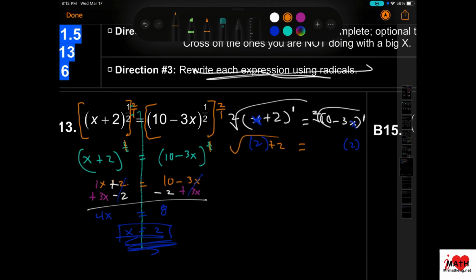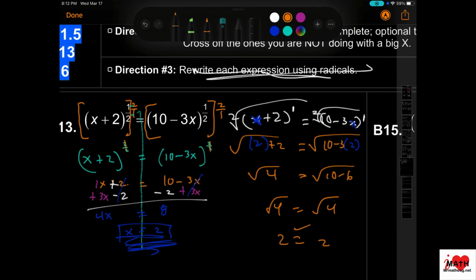And that would just be 4. And over here you have 10 minus 3 times 2, so that would be 10 minus 6, which would be square root of 4. Square root of 4, which is 2. And that matches, so this is a solution.